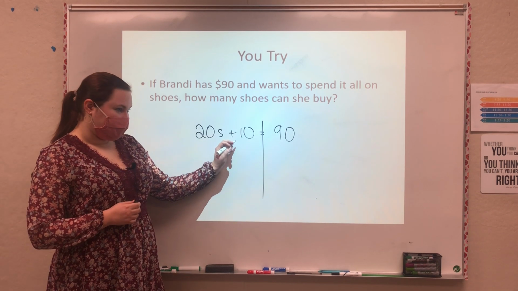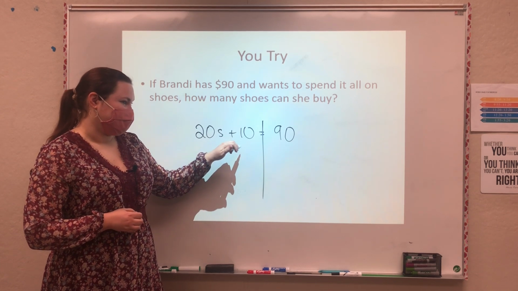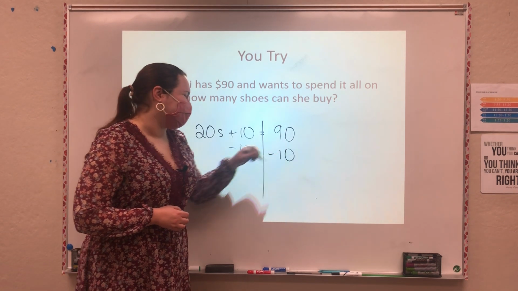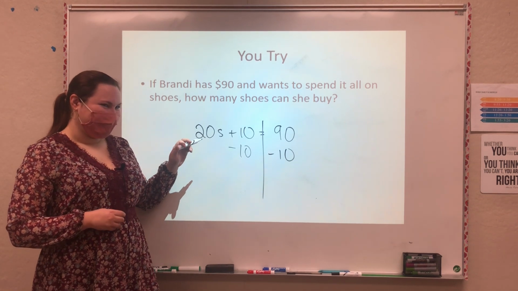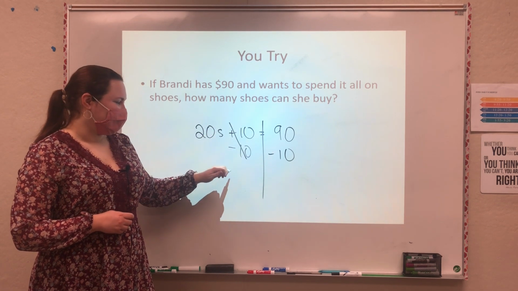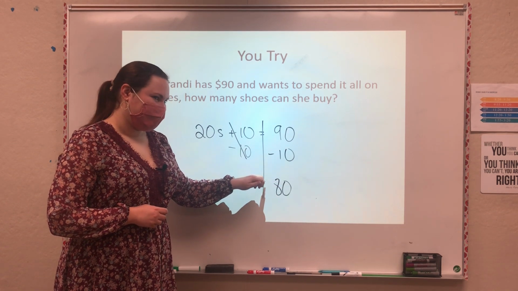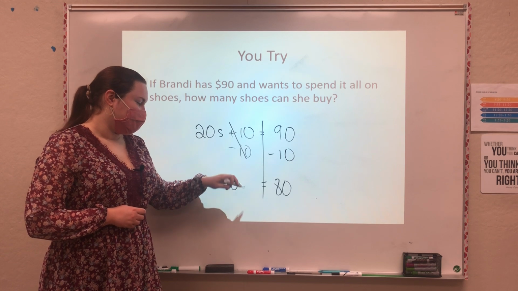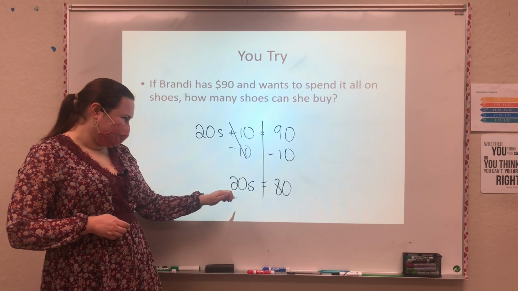Perfect. How do I get rid of the plus 10? Nice. Minus 10. Minus 10. Yep, on the other side too. When I do that, Francis, what do I get? The 10s are canceled out, and 90 minus 10 would be 80. So you bring down the 20S, which would equal 80. Last step.